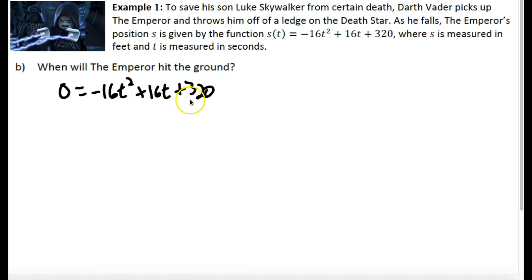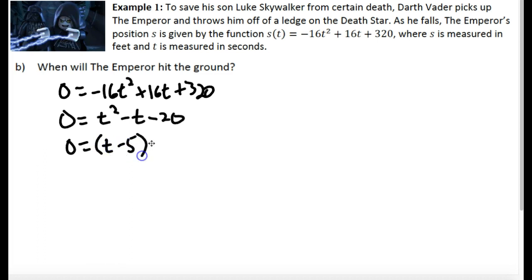Right? So let's see, I could divide everything by negative 16. So if I do that, let's see, we would get t squared minus t minus 20. So now, let's see, does this factor? I think it does. Right? If we factor this, let's see, two numbers that multiply to negative 20 that add to negative 1, we would have t minus 5 and t plus 4.